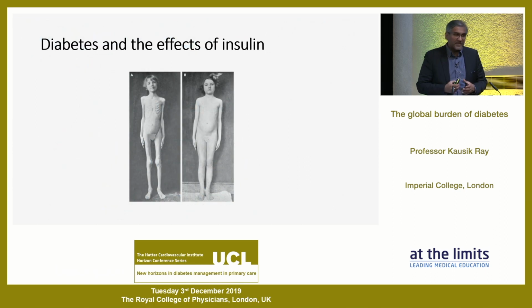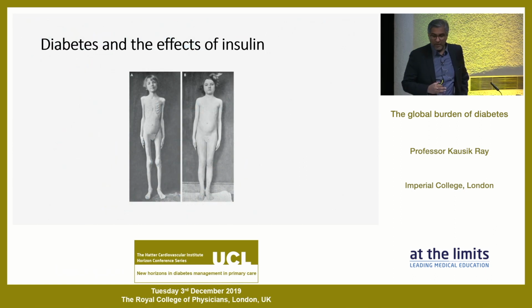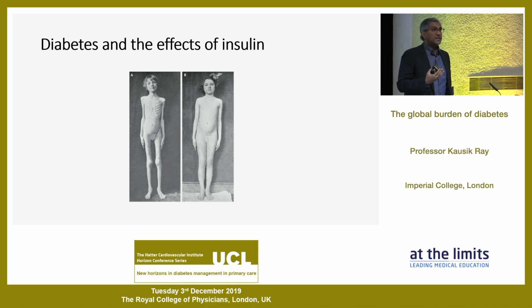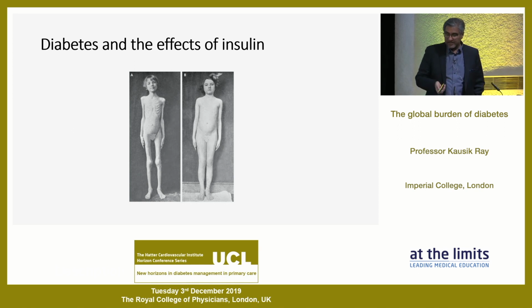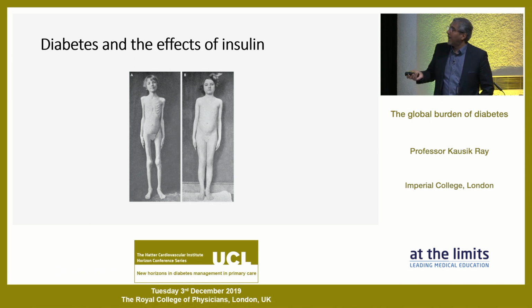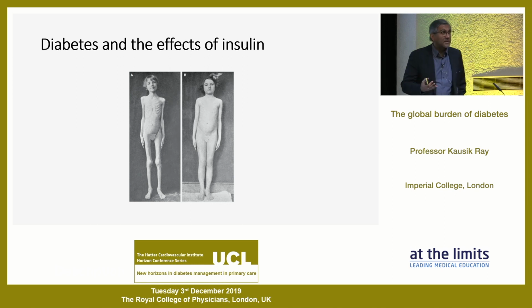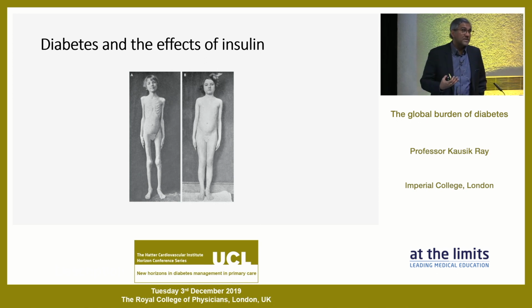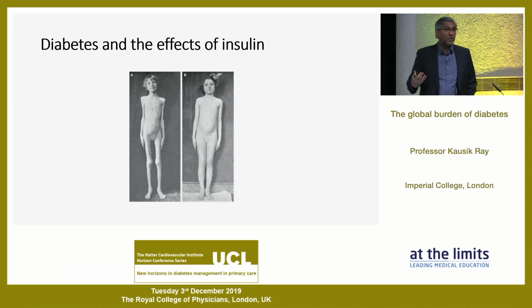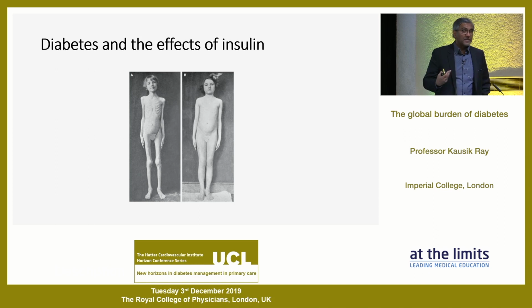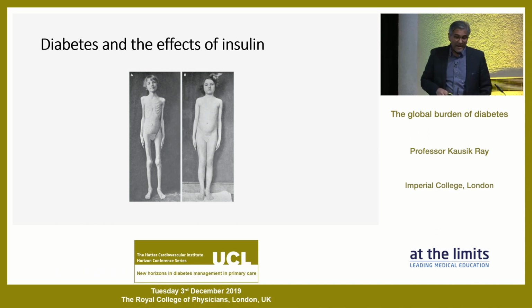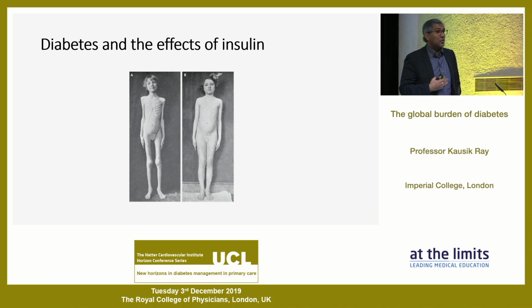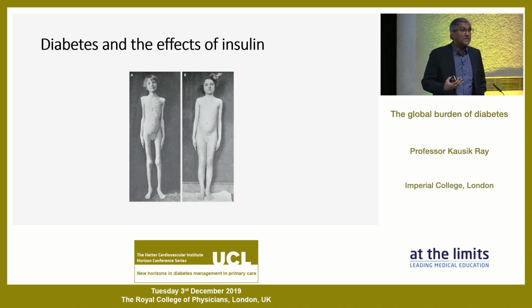So this is the model that we had years ago for diabetes. This is typically, as you know, an individual with type 1 diabetes, and one of the most important discoveries was the role of insulin and being able to manufacture insulin, so that when you replace insulin, you normalize life expectancy in these individuals who would have otherwise died.